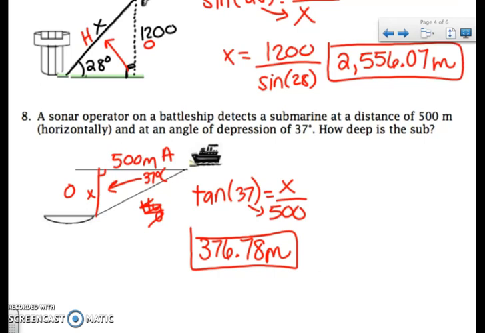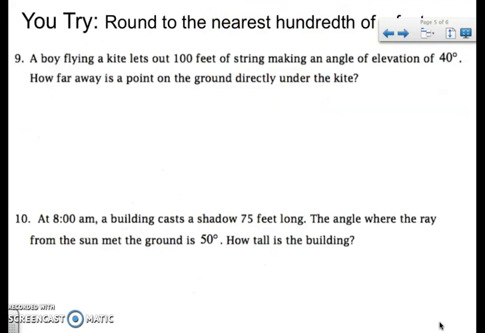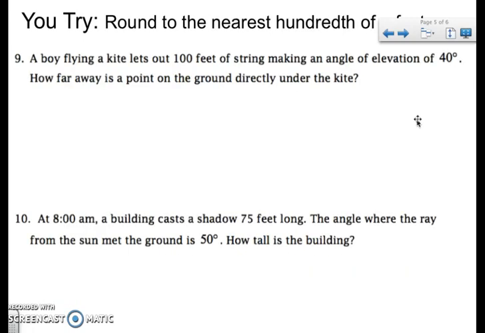Okay. So again, this is how you solve angle of elevation and depression problems. Make sure you draw a picture if it's not drawn for you, label the important information, and then figure out what trig ratio to use. Now you have a U-try. So you've got 2 angle of elevation problems, and then you have 2 angle of depression problems. So press pause, try 9, 10, 11, and 12, and we'll go over them.